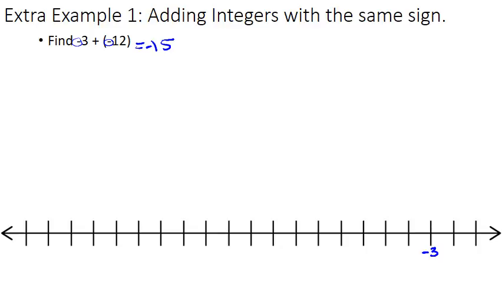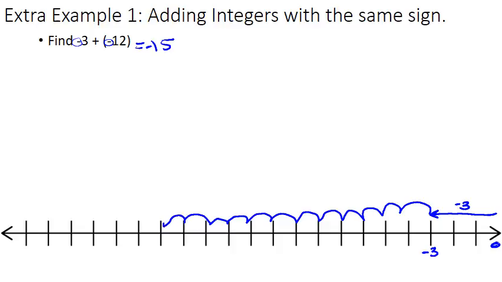Okay, so we start here at 0, and we went over to negative 3. That was our negative 3. Well, now we have to go over another negative 12. We have to add 12 more negatives. So 1, 2, 3, 4, 5, 6, 7, 8, 9, 10, 11, 12.